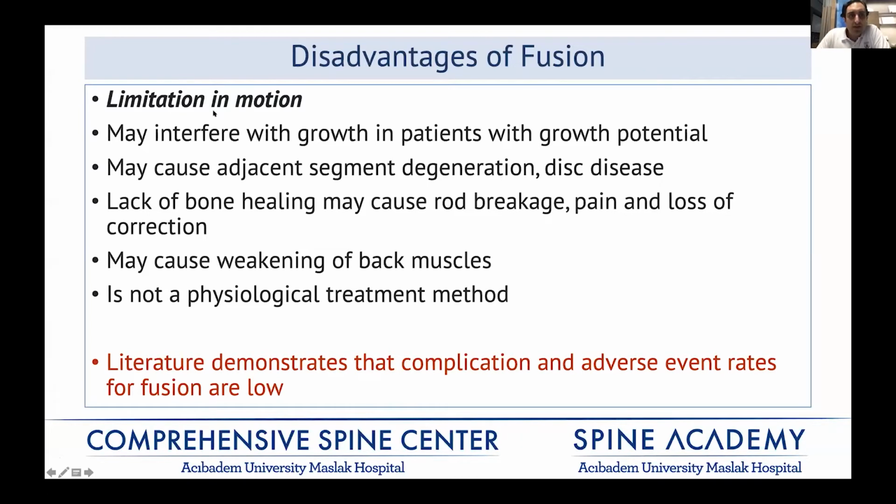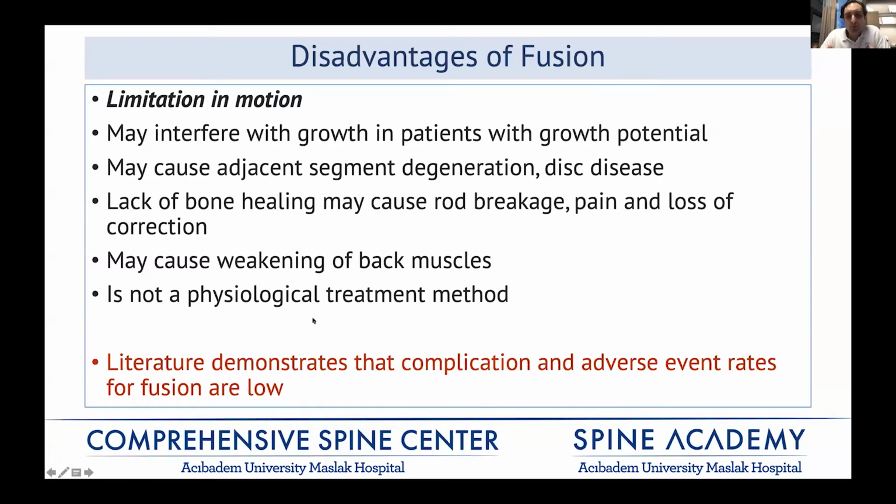but there are also some disadvantages of fusion as well. So there is limitation in motion. There may be limitation in growth if you do it too early. There may be adjacent segment problems, disc problems. If bone healing does not occur, we can have rod breakage, pain, or loss of correction. We can have muscle weakness. All in all, this is not actually a very physiological treatment method.